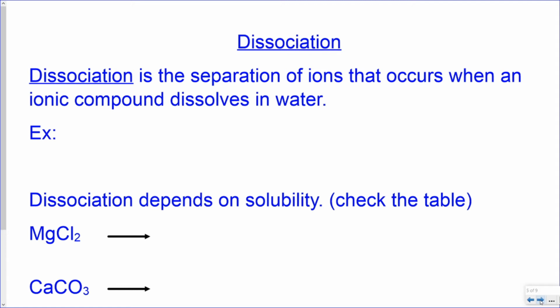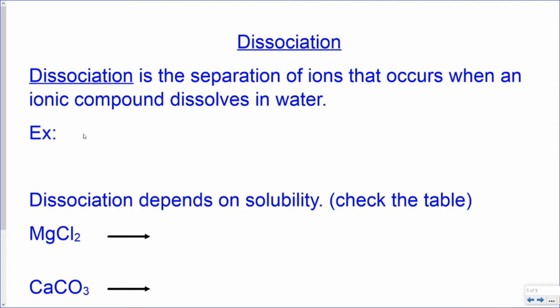Last topic is dissociation. So dissociation is just the separation of ions that occurs when an ionic compound dissolves in water. So what happens? We've already talked about solubility. We said if an ionic compound is highly soluble, when you put it in water, it breaks apart. And what that means is it's actually going to break apart into ions.